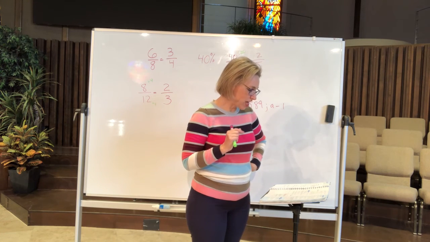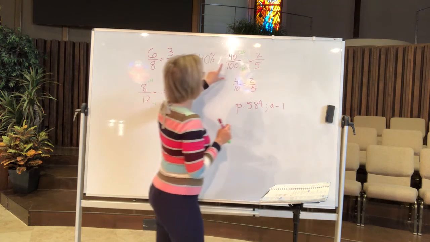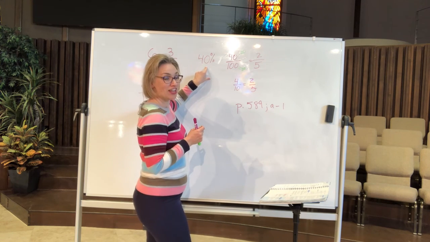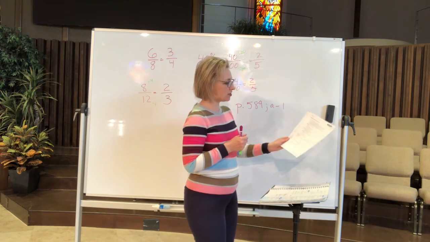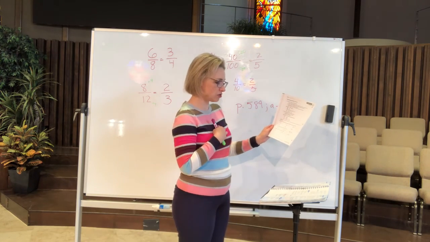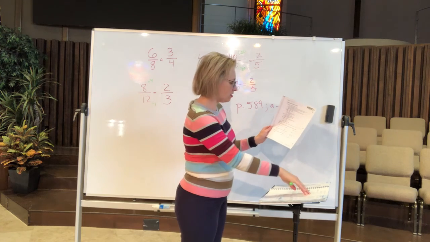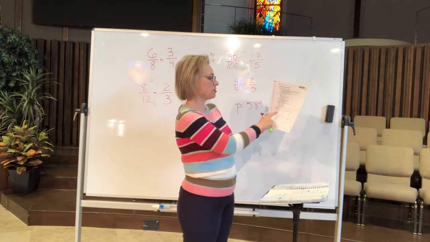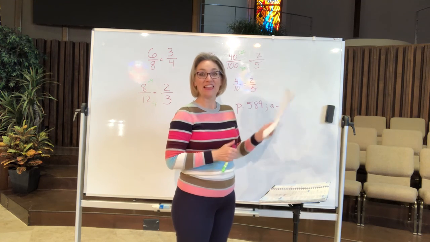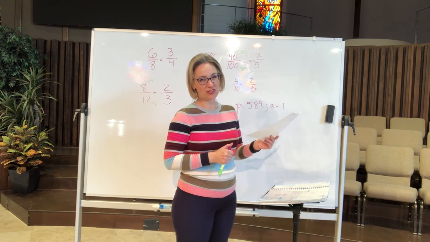And then J, K, and L, you're doing this. We're turning a percentage into a reduced fraction, okay? You have similar things on this worksheet, same kind of things you're doing. So you have A through L in your book on page 589, and you have 1 through 12 on this worksheet, okay? Let me know if you have any questions. I know you're going to do awesome at this.